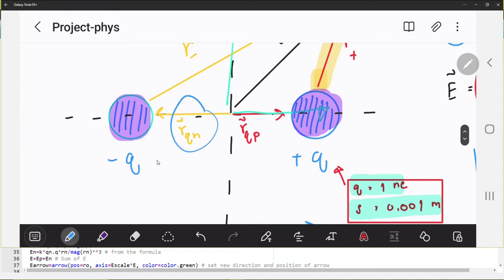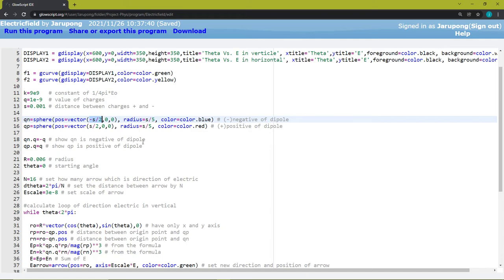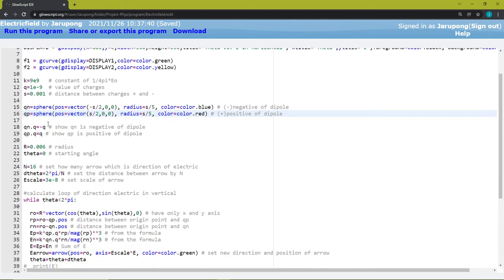This one is s over 2, minus s over 2. This one is s over 2. And the radius, you can set anything you want, and set the color. The blue represents the negative, red represents the positive. Before we go to the next ones, you have to set it, because the computer doesn't know whether it is negative or positive. You have to set Qn.Q equal to minus Q. Set the negative, set the positive.